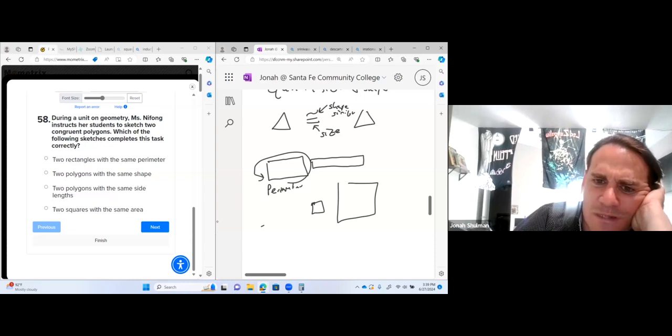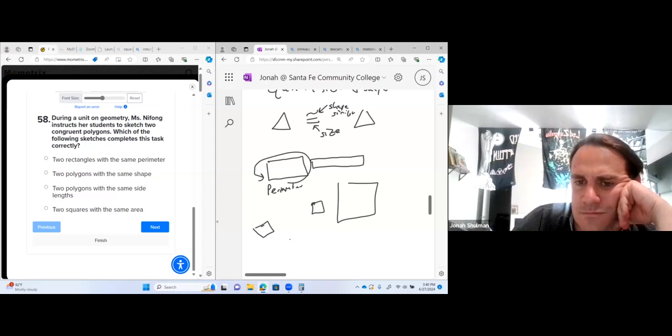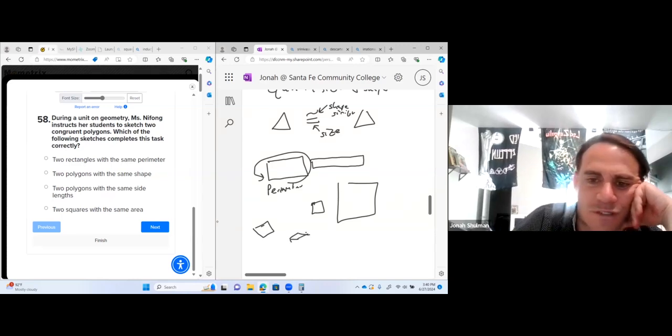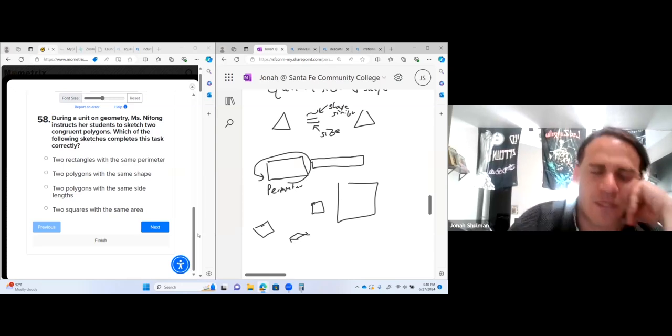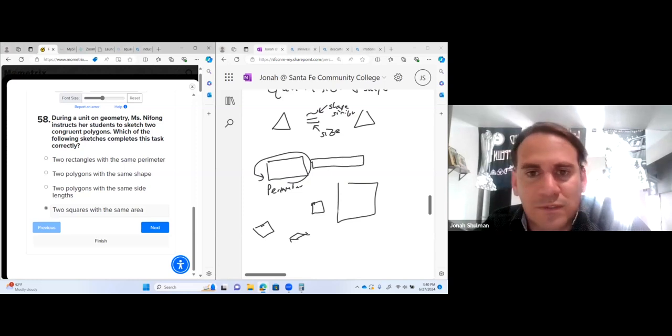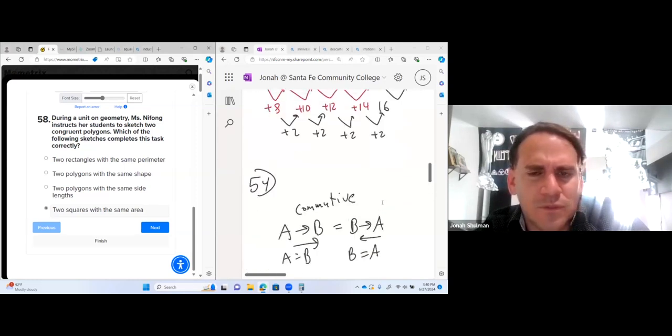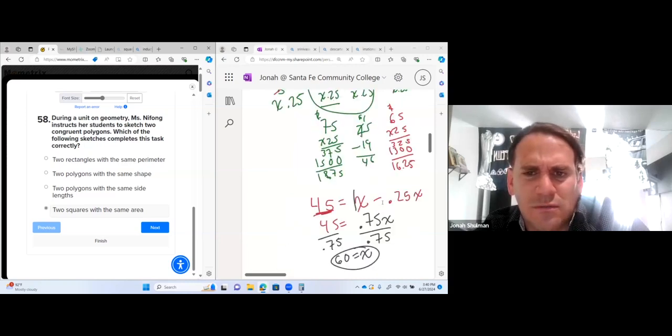2 polygons with the same side lengths. Okay, so here's a polygon with the same side lengths. Yeah, but you can draw it differently. I don't like it. 2 squares with the same area. Yeah, it's D. No matter how I draw 2 squares with the same area, they're always going to be the same size and shape. So 58 is D.